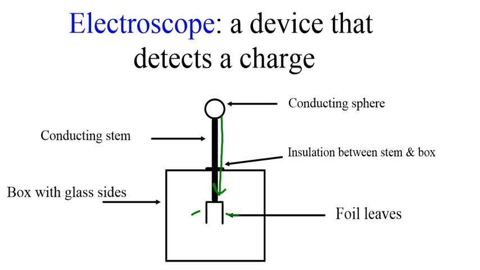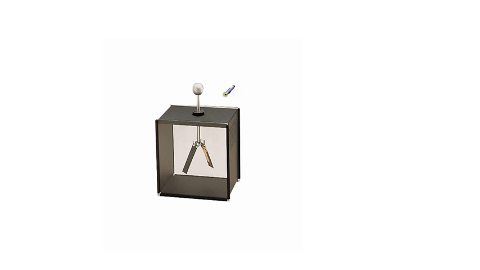An electroscope is something I'm going to be showing you in class. This is a device that detects a charge. We have a conducting sphere, a conducting stem, an insulation between the box and the stem, and then we have foil leaves on the bottom. So this is what it looks like, and this is what you'll see in class.